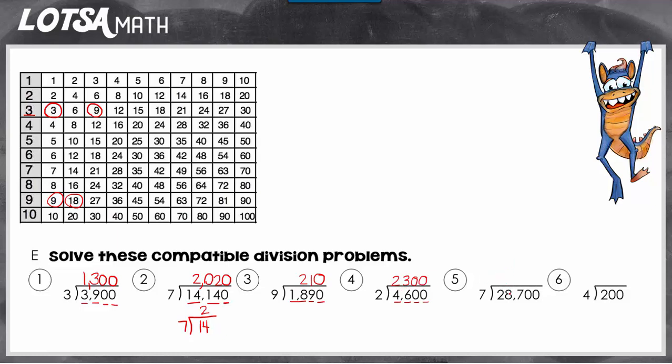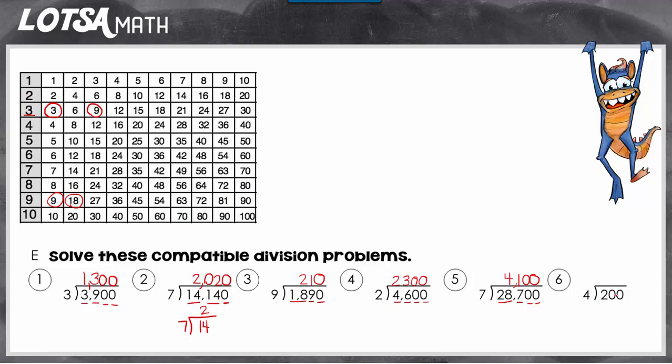On number 5, I have 28,700, and it's made up of multiples of 7. So I see 28's a multiple of 7, 7, and the 2 zeros. So I'm going to do this as 4 different division problems. So 28 divided by 7 is 4. Notice here again we have a 2-digit number, but our answer is 1 digit. So we need to make sure we write it in the ones place of 28. Our next one is 7, so we need to do 7 divided by 7, and that's 1. And then we have 2 zeros. So 28,700 divided by 7 is 4,100.